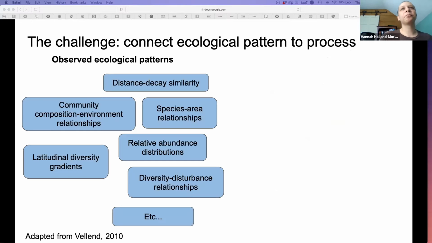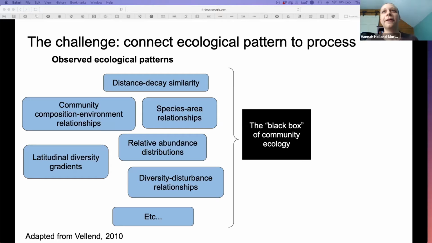Next slide, please. So people have been thinking about community assembly for hundreds of years, in fact, and over that time, we've observed some patterns in community assembly, and there are all these different patterns people have observed, some very famous, like the species area relationship, latitudinal diversity gradient. You may have heard of some of these. And these are patterns, but it's very hard to think about what the processes underlying these patterns are. And next slide, please. Thank you.